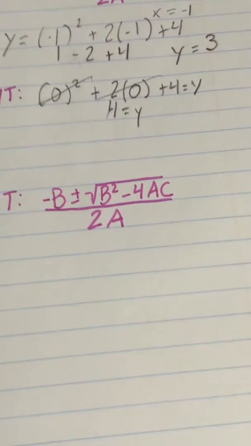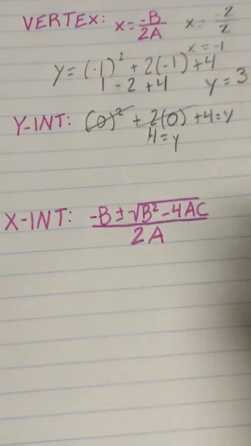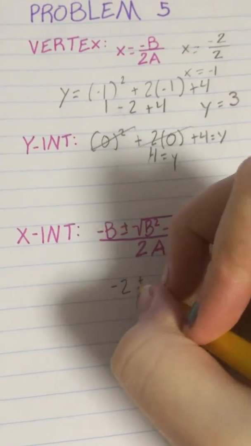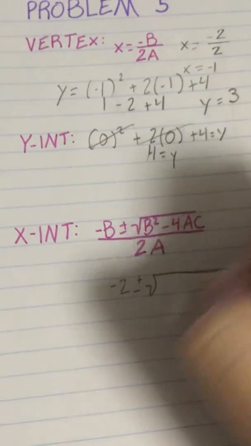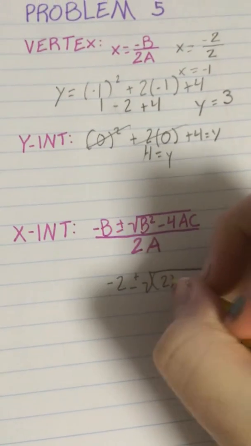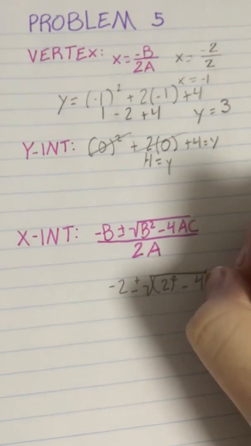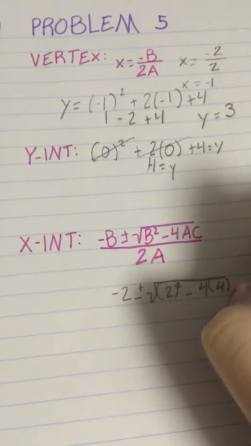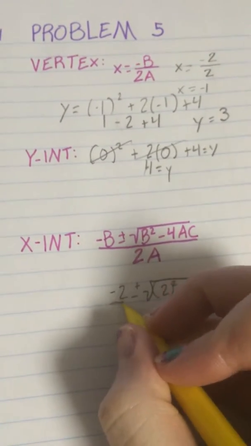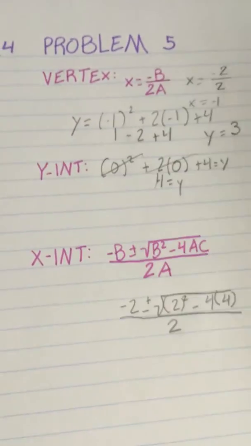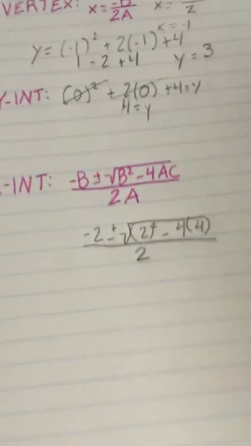Now to find our x-intercept, we're going to come over here and do our quadratic equation. So negative 2 plus or minus the square root of 2 squared minus 4 times a, which is 1, times c, which is 4, all over 2, because our a is 1. So 2 times 1 is still 2.